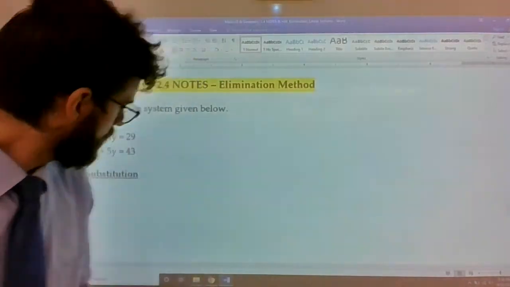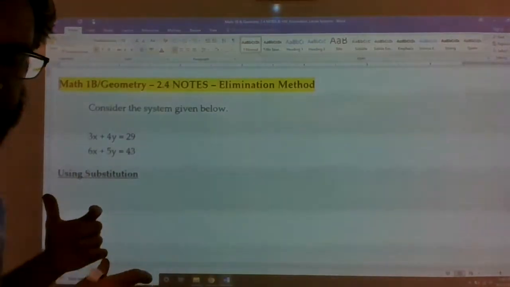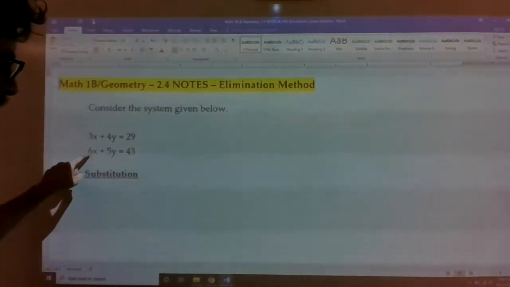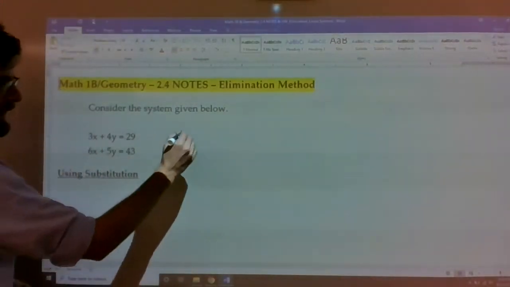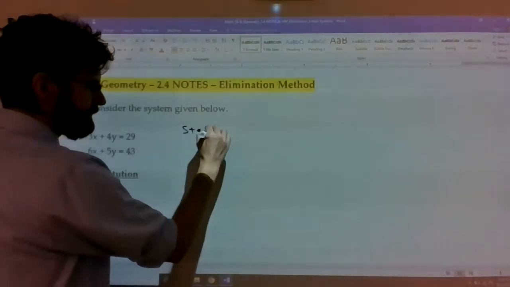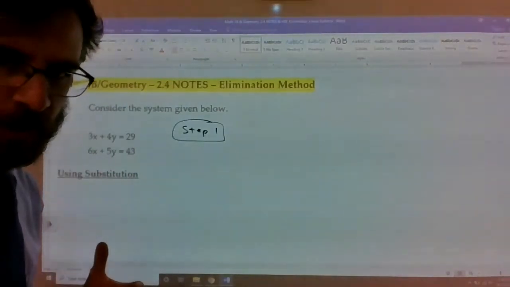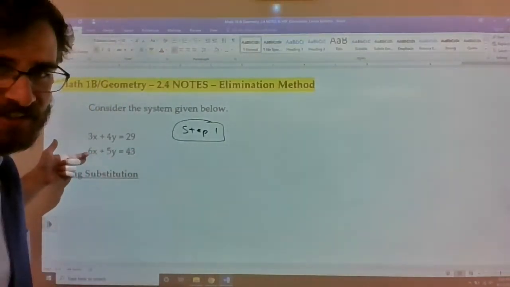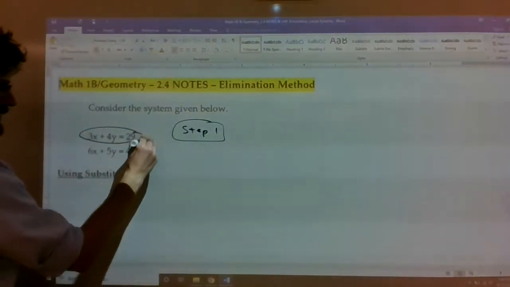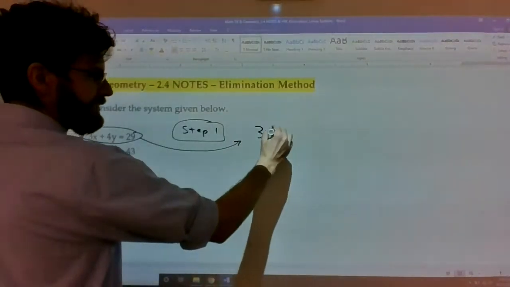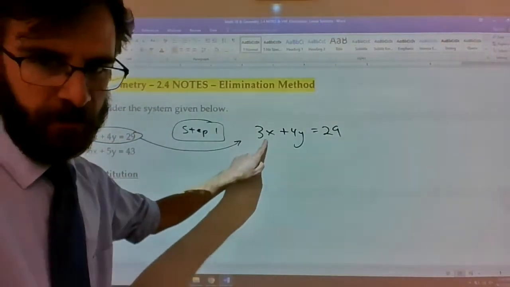So let's get started. On our first example right here, we've really got a sticky situation because it doesn't seem like either of these equations has an easy out to do step one. If you recall, step one for substitution is when we take one of the equations here and get x or y by itself. It's not clear which one is going to be the easiest, so I'm just going to go with the smallest number in front of x that I see. So, for step one, I'm going to take 3x plus 4y equals 29 and get the x by itself.